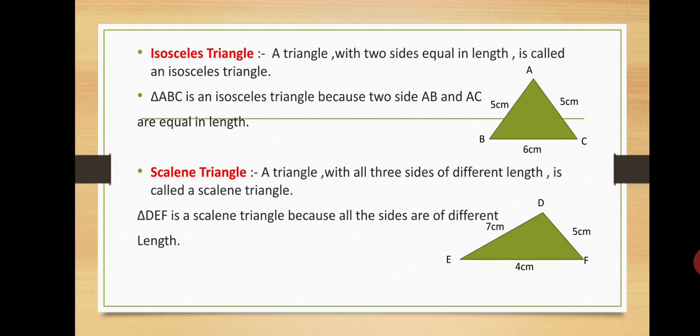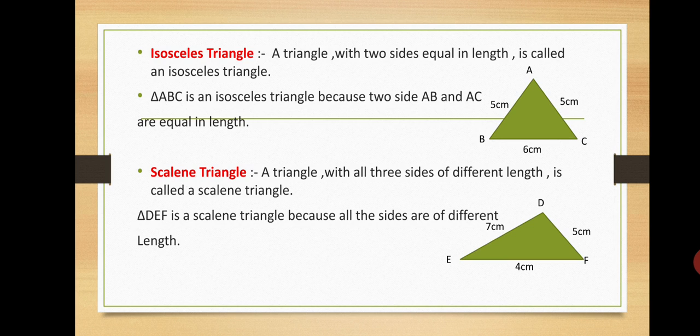The second type is the isosceles triangle. A triangle with two sides equal in length is called an isosceles triangle. If we look at this figure, in triangle ABC, AB is 5 centimeter, AC is also 5 centimeter and BC is 6 centimeter. This means out of three sides, two sides are equal in length. This means it's an isosceles triangle, because two sides are equal.